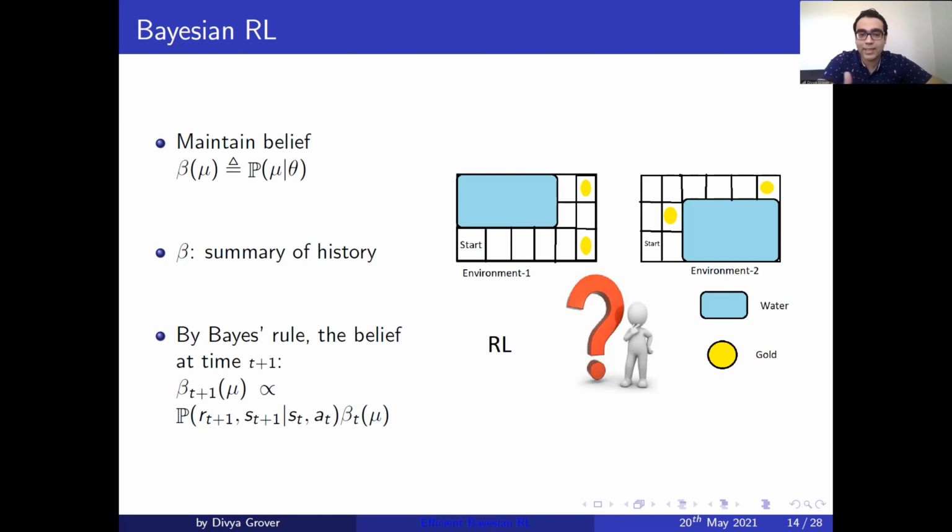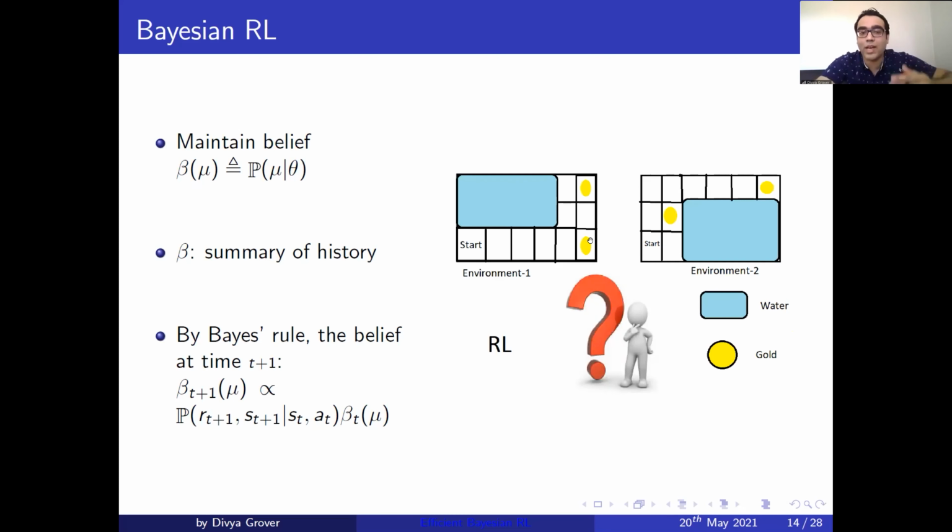As I said, this is an example where there are two environments, and I say something about the belief. I maintain a belief of the mu's. So here there are two mu's, mu1 and mu2, environment 1 and environment 2. We maintain a belief at the start. The agent is at the start, but he still doesn't know in which particular environment he is. So he maintains a belief, and he says that I am 50-50, a 50% chance that I'm in environment 1 and 50% chance that I'm in environment 2. And then he updates his own belief using the Bayes rule mathematically.